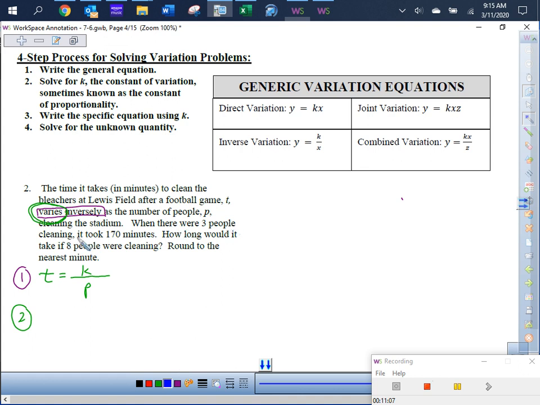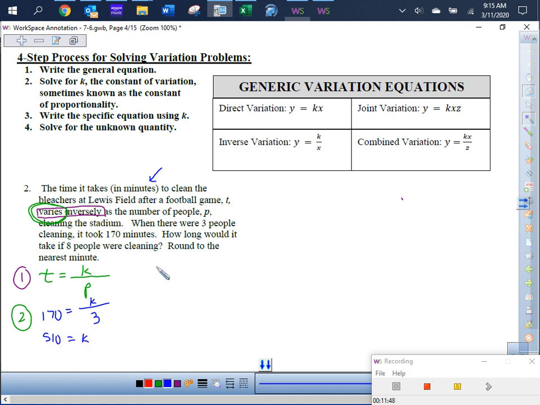When there were 3 people cleaning, it took 170 minutes. Remember, t is time in minutes, so we don't have to do any converting or anything like that. So what should I put in for t, the 3 or the 170? 170. I don't know k, because that's what we're trying to solve for, but there were 3 people. Agree with that? Then we just solve for k. There's a divide by 3 here. How do I get rid of the divide by 3? Multiply by 3. And you can help me out. 510, is that right? 510 is our k value.